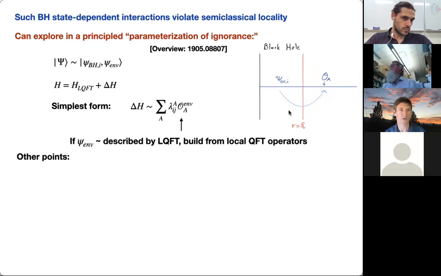And the simplest possible form of an interaction that can do that is something that's just bilinear, an operator that acts on the black hole part of the Hilbert space. I'll just write down all possible such operators, times an operator that acts on the environment. And we might have a sum of terms like that. Now, if the environment of the black hole is to a good approximation described by local quantum field theory, we can think of building these environment operators from local quantum field theory operators. That's a good description.